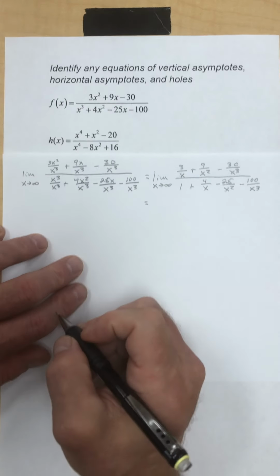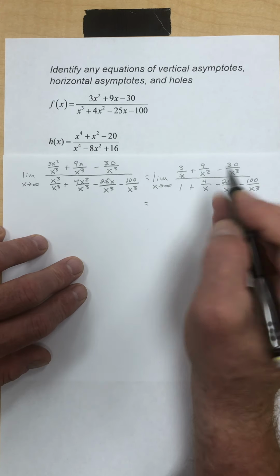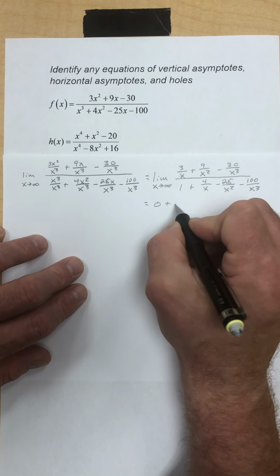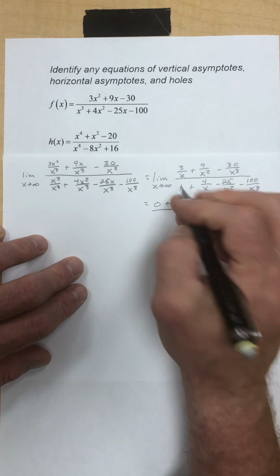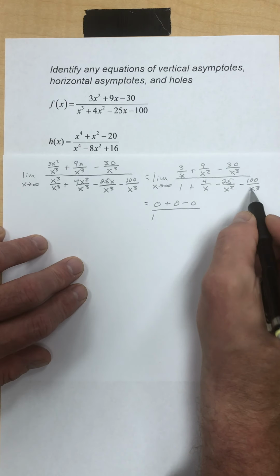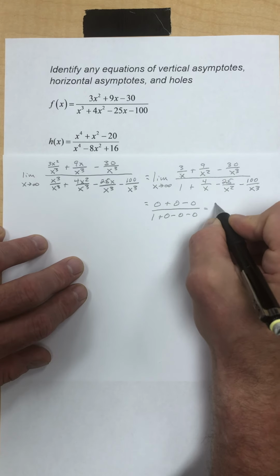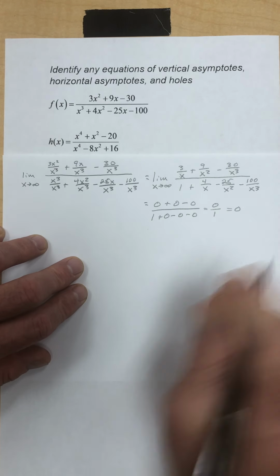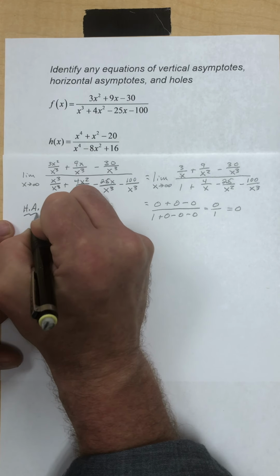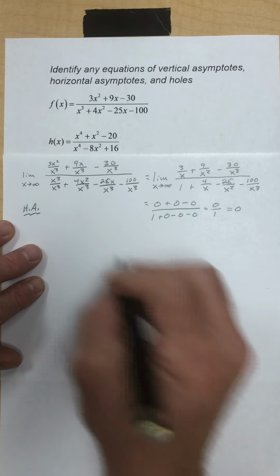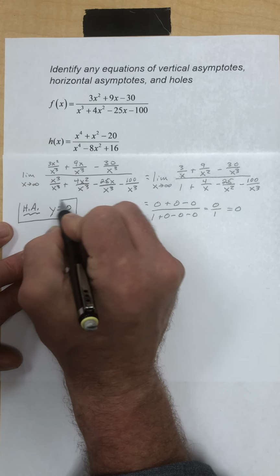So as x goes to infinity, everything in the numerator goes to 0. And down below, as x goes to infinity, the 1 obviously is not affected, but these guys all go to 0. So I'm going to get 0 over 1, which is 0. So I've got a horizontal asymptote at y equals 0. That takes care of the horizontal asymptote.